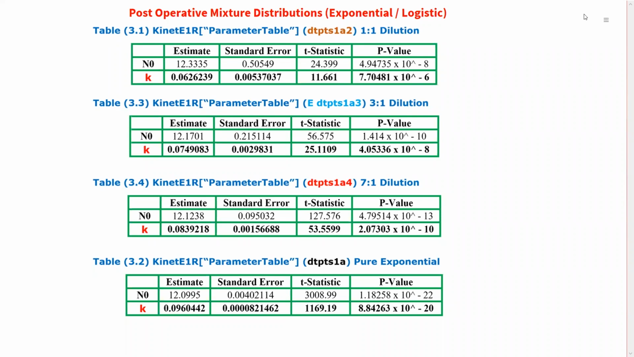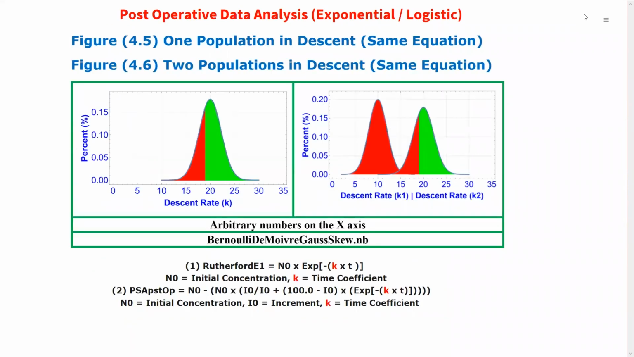If you have a mixture distribution, on the other hand, if this guy is half logistic and half exponential, the p-values get a lot worse. So that's how you can sort out if your patient has a pure pathway or a mixture pathway.